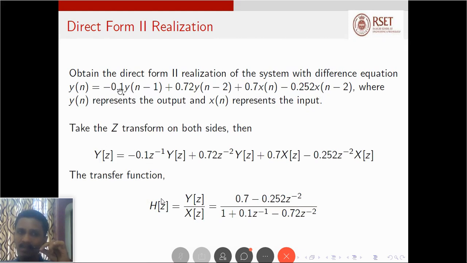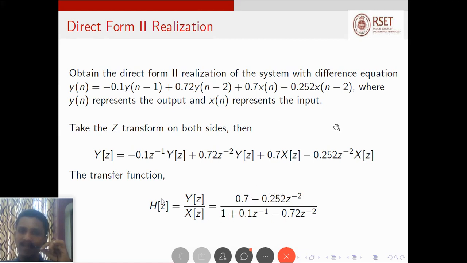So similarly, take the z transform on both sides, you will get y of z is equal to minus 0.1 z inverse y of z plus 0.72 z raised to minus 2 y of z plus 0.7 x of z minus 0.252 z raised to minus 2 x of z. Then the transfer function will be the ratio of the z transform of the output to the z transform of the input. Then you will get h of z is equal to y of z by x of z. So the transfer function will look like this: 0.7 minus 0.252 z raised to minus 2 divided by 1 plus 0.1 z inverse minus 0.72 z raised to minus 2.